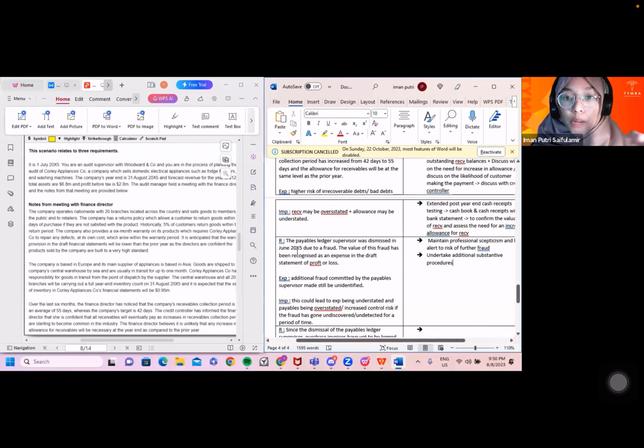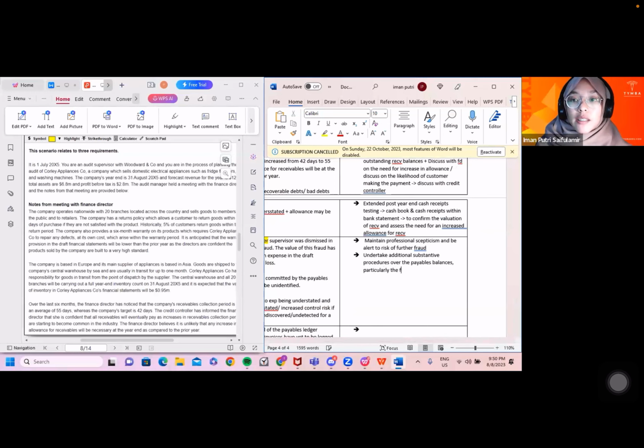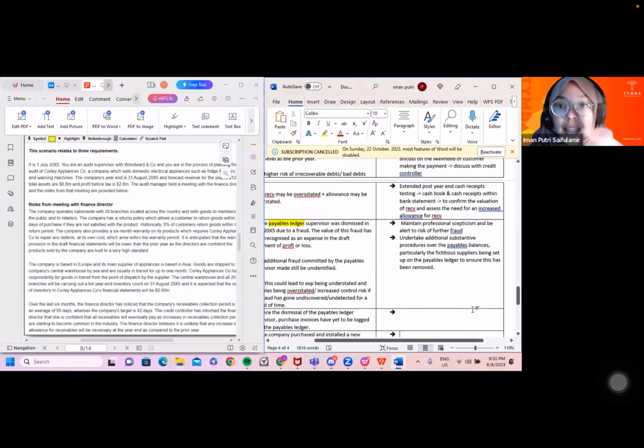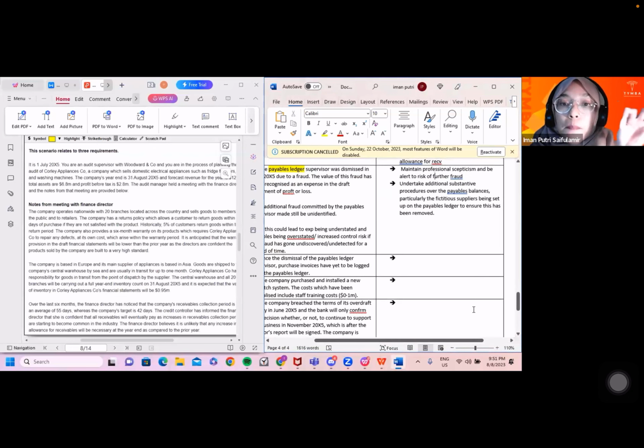I'm going to talk about this point because here they have clearly stated that the payables ledger supervisor had committed this fraud and this happened within the payables. So right now, we are basically going to increase our testing on the payables. Audit team should undertake additional substantive procedures over the payables balances, particularly the fictitious suppliers being set up on the payables ledger to ensure this has been removed. Okay, this is how I applied it to this scenario. If you want to talk about additional substantive procedures, make sure it's specific to which area. And as per usual, whenever there's a fraud, we want to maintain professional skepticism.